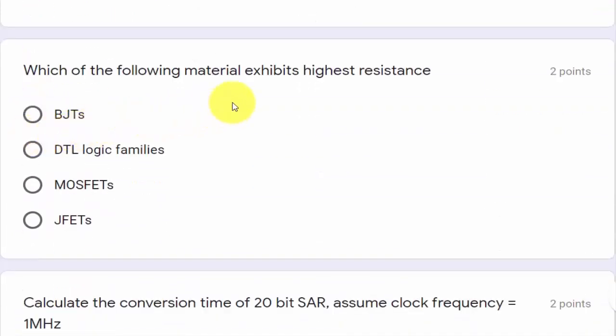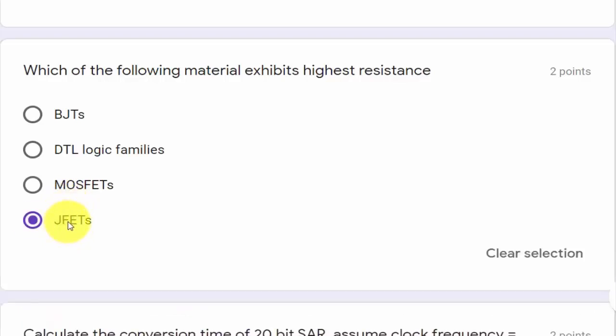Which of the material exhibits highest resistance? BJT, DTL logic family, MOSFETs, JFETs. MOSFET resistance is in the order of giga. Even JFET resistance is in the order of giga. But if I am comparing JFET resistance with MOSFET resistance, JFET resistance is more when compared to MOSFET resistance. So here I am speaking with respect to input resistance.